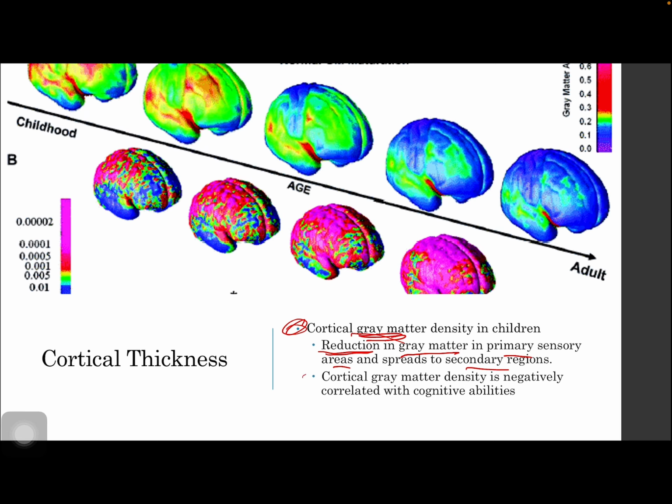We actually do see, in looking at correlational studies, that cortical gray matter density, so how much you have and how dense it is, is actually negatively correlated with cognitive abilities.